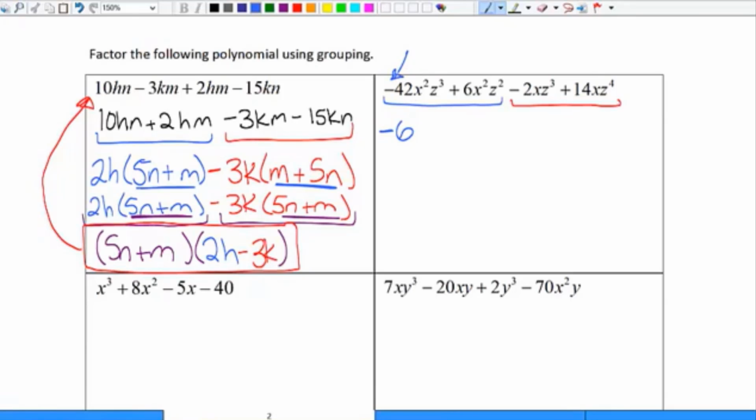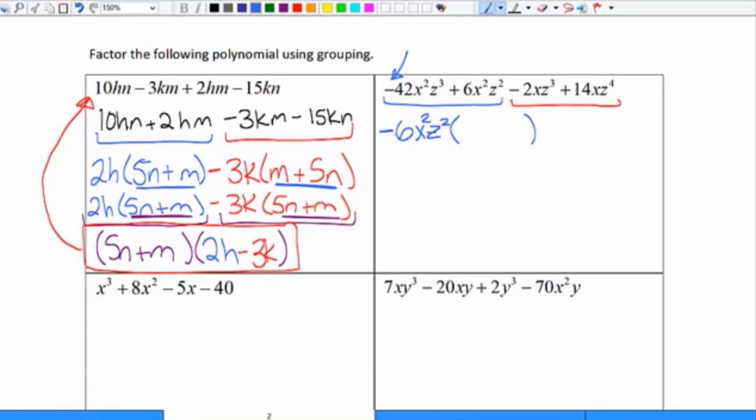I have to factor out the sign of the leading coefficient of each group. So this leading coefficient is negative, so I have to factor out a negative. So between the x's, I have x squared and x squared. I can factor out an x squared out of each. And between the z's, I have z cubed and z squared. I can take out a z squared of each. Again, I'm looking for the lowest exponent.